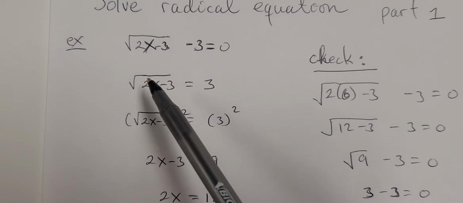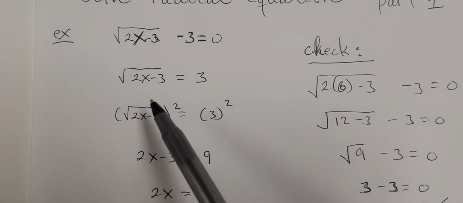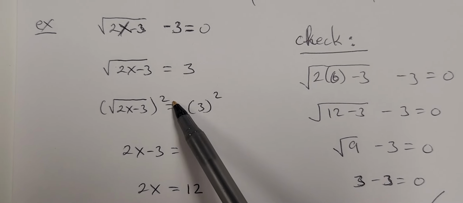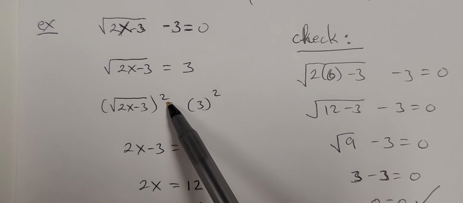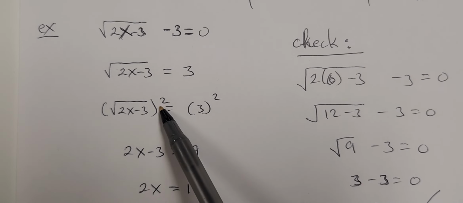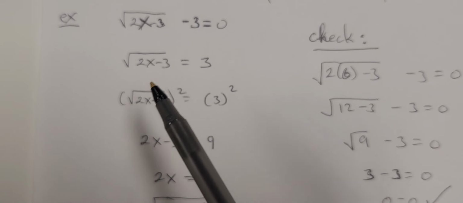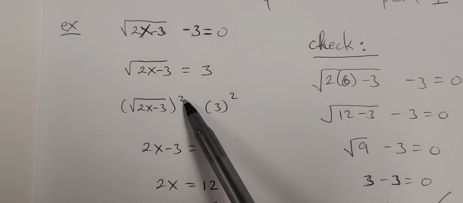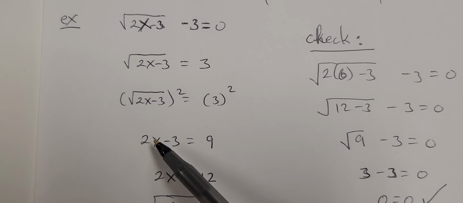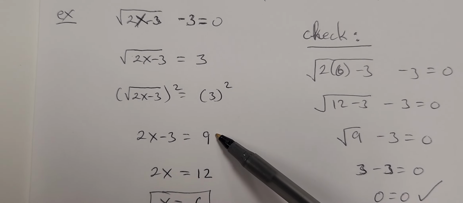Next, we want to get rid of this square root, so we're going to square. The square root and the square will cancel. Also, if you do something to one side, you must also do it to the other side. So if you square on the left, you also have to square on the right. I just have 2x minus 3 on the left, and squaring the 3 gives me the 9.